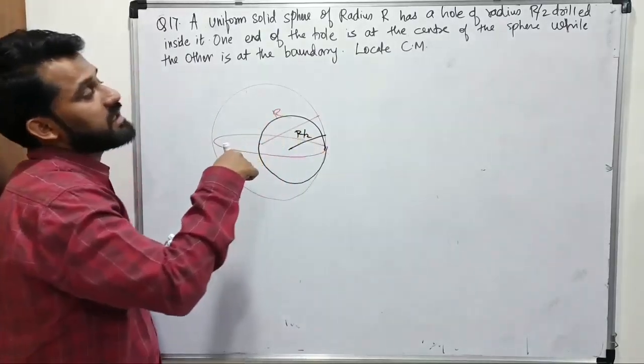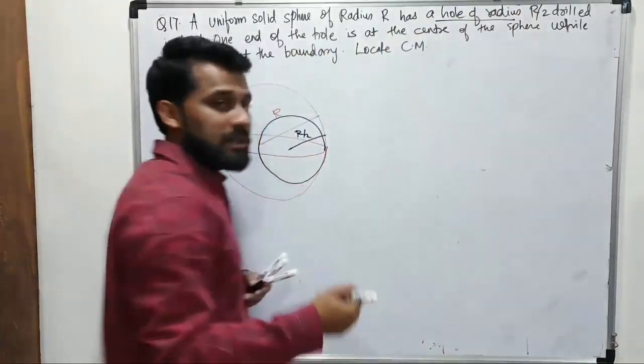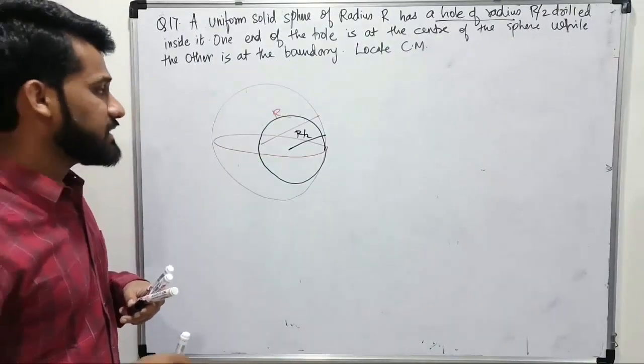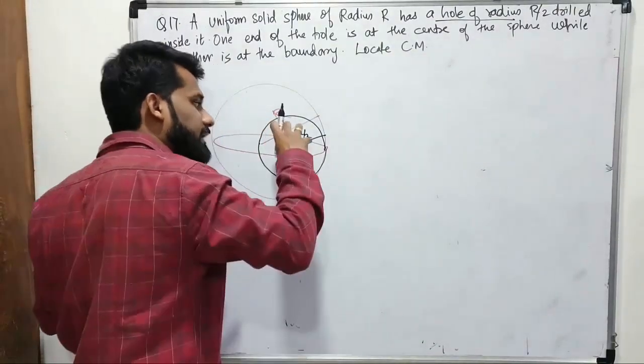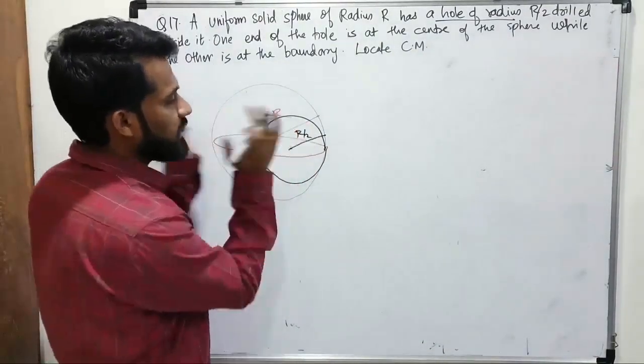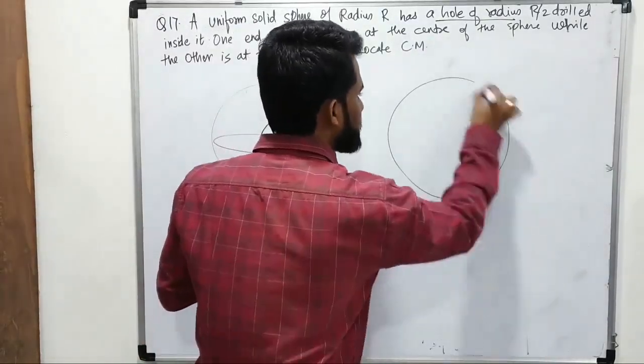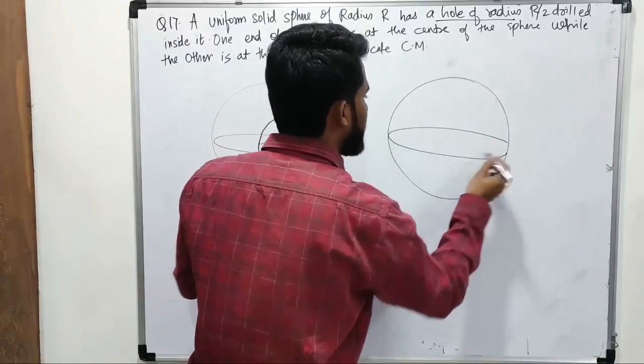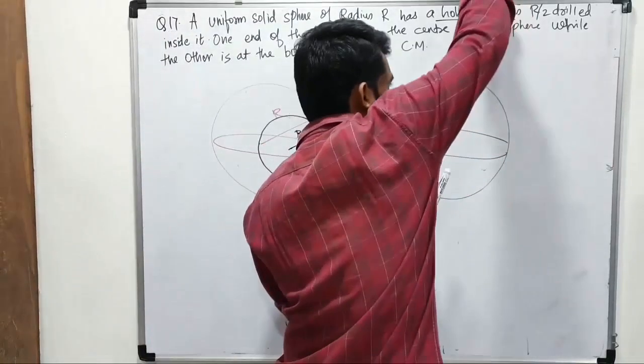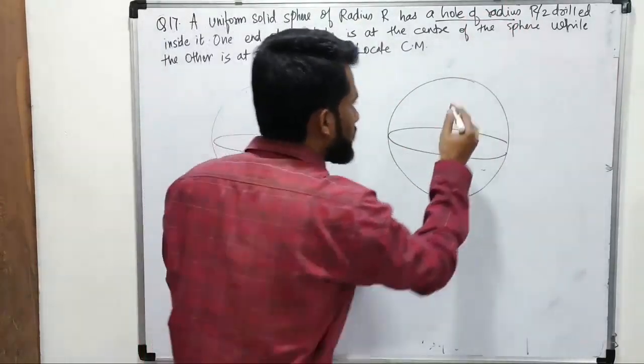But in this question it is given that the hole is drilled. Now the problem with a drilled hole is, if you drill the hole inside a sphere, from this view you can see it in this way. But from this view it will appear in this way. See, this is a sphere, and if I drill a hole right from the top, it will appear in this way.